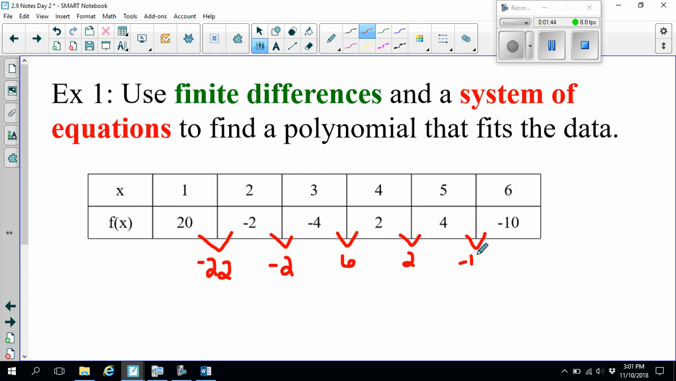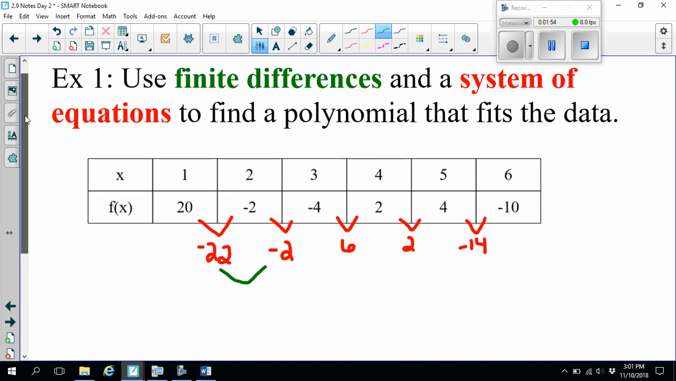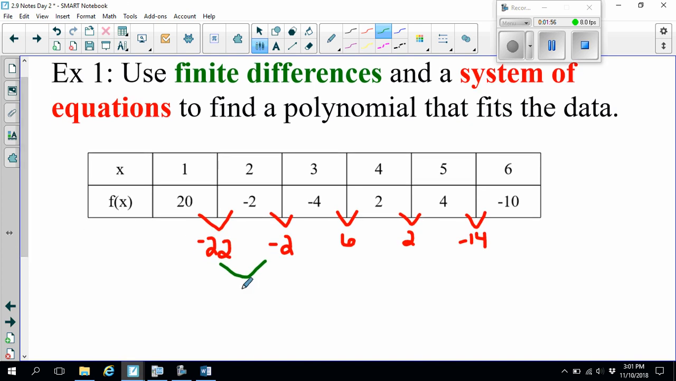Now notice here that our differences are not exactly the same. So now we need to subtract our differences here. So our next time we do -2 minus a -22. That gives us a 20. Then we do the next one, 6 minus a -2, that gives us 8. Then we do 2 minus 6 to give us -4. And then -14 minus 2, which gives us -16.